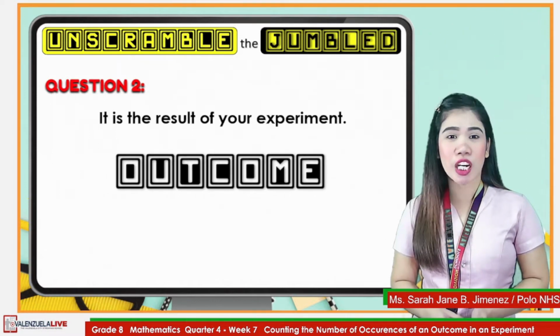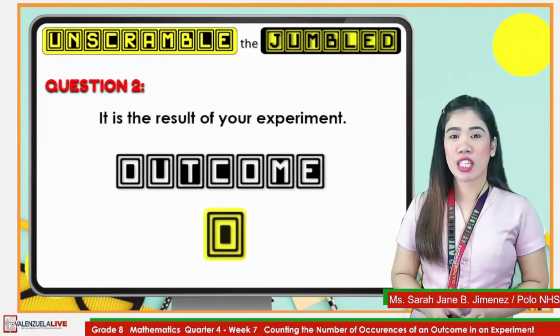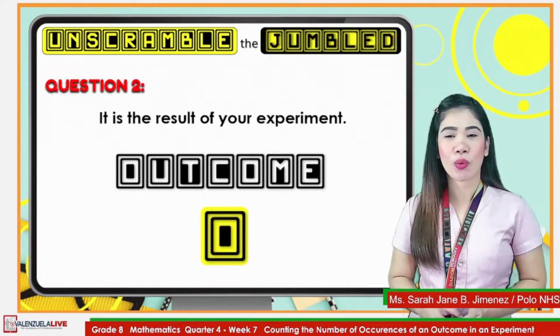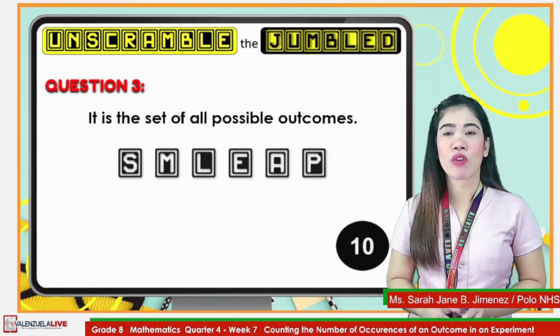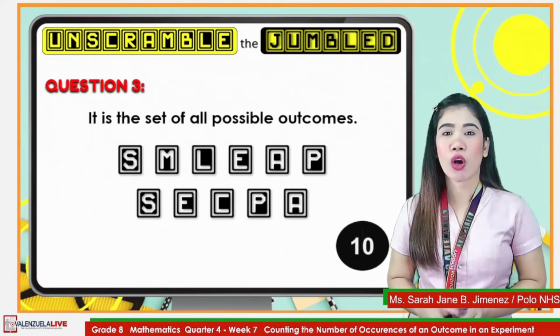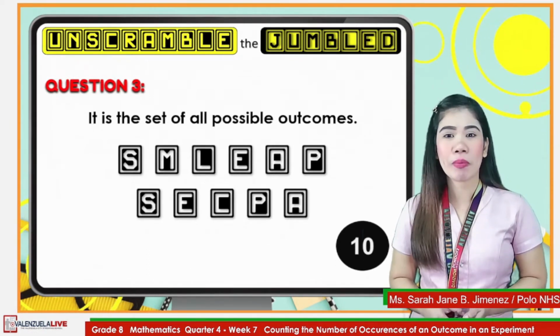If you answered outcome, then you are correct. With this, we obtain the next letter O. For question number 3, the answer is composed of 2 words. It is the set of all possible outcomes. Your timer starts now.